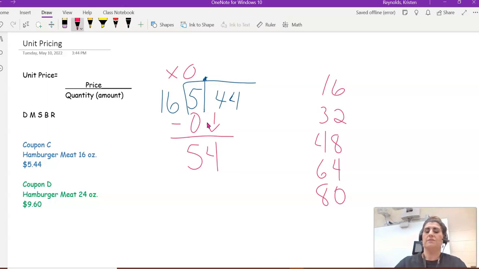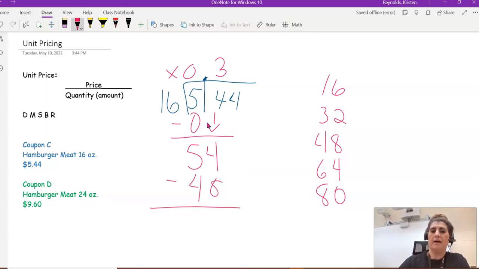So now I say to myself, how many times does 16 go into 54, or the closest, so I don't go over, because I can't subtract with a number that is bigger because I'll get a negative answer. The closest I have is 48. So that would be 1, 2, 3. 16 times 3 is 48. So I'm going to put my 3 above the 4. And 3 times 16 is 48. So I'm going to subtract 48.